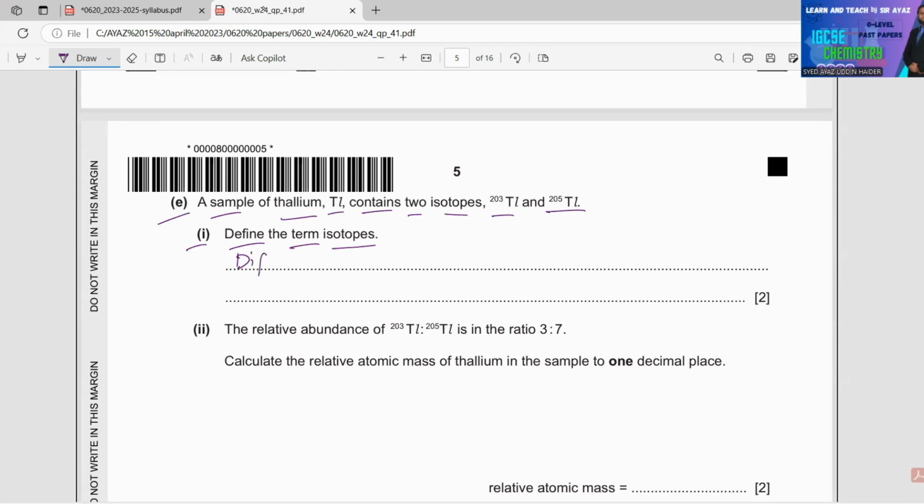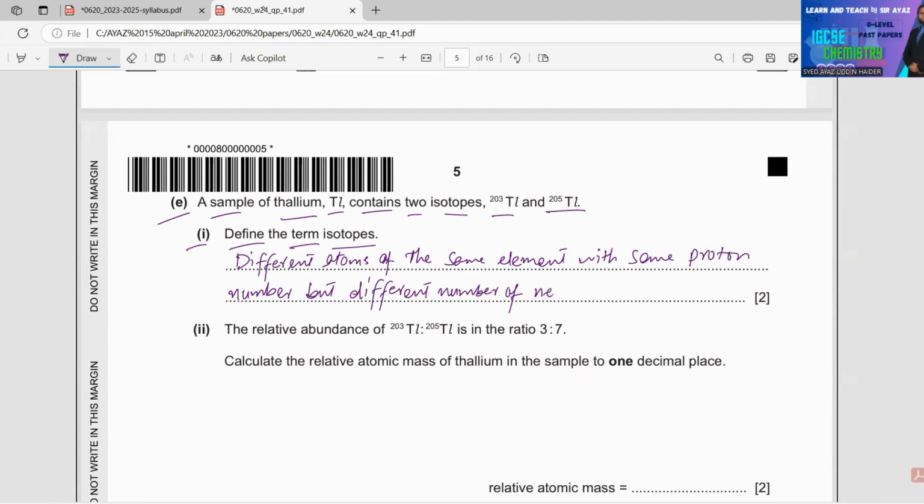So you write: different atoms of the same element with the same proton number, but a different number of neutrons or nucleon number.